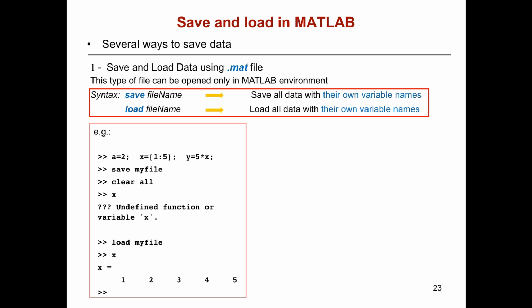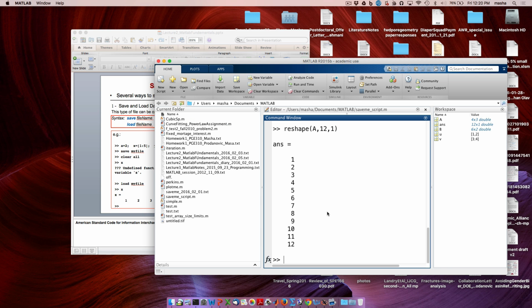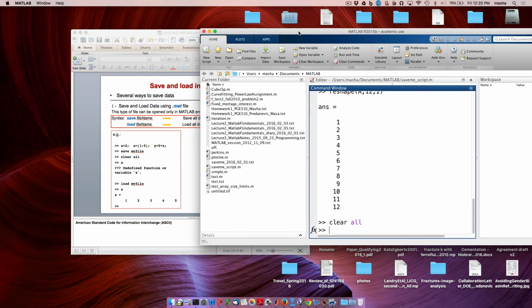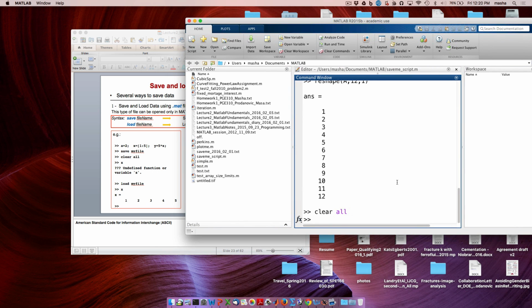So what I will do is clear what I have in memory right now. I'm just gonna clear it all, so I don't have any stuff that I don't want. And I'm gonna follow basically the instructions here. I'm gonna create A is 2, X is 1, 5, and Y is 5 times X. So I can see that they have showed up in the workspace.